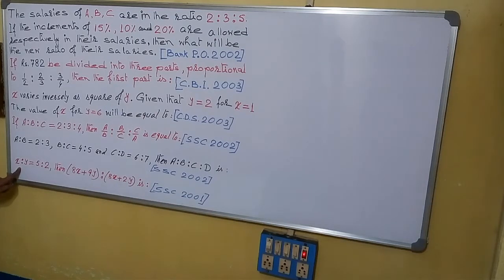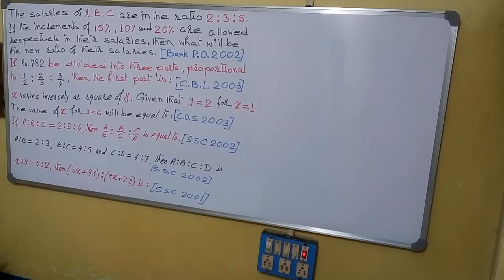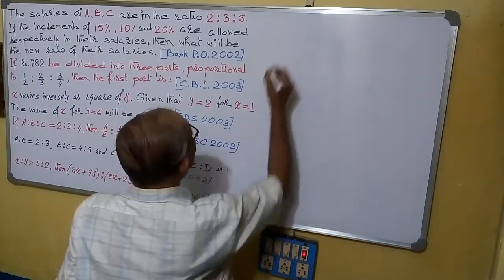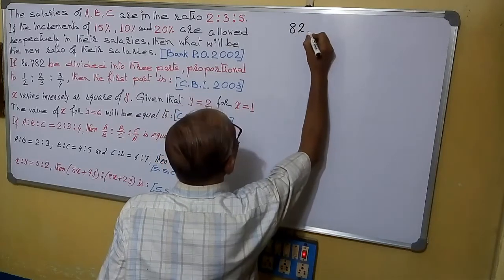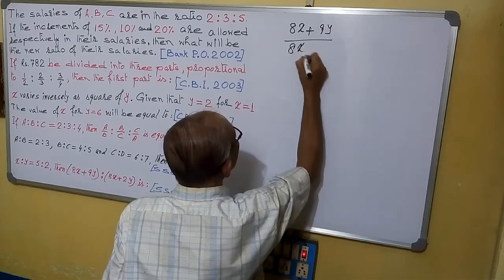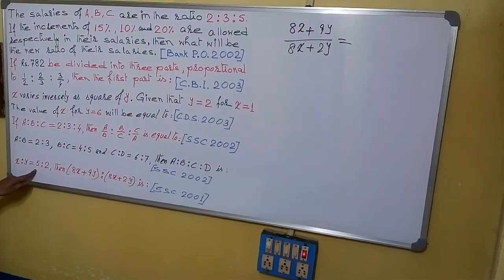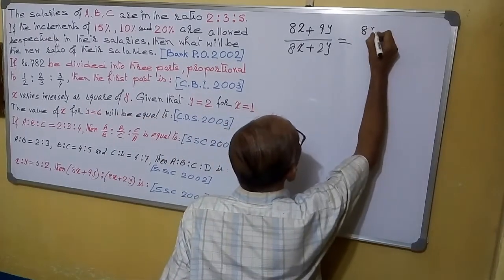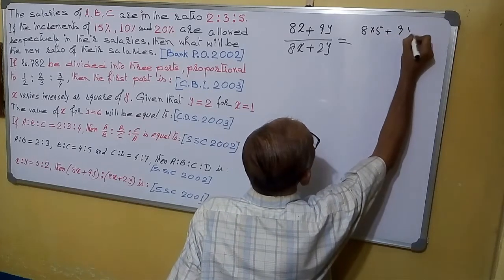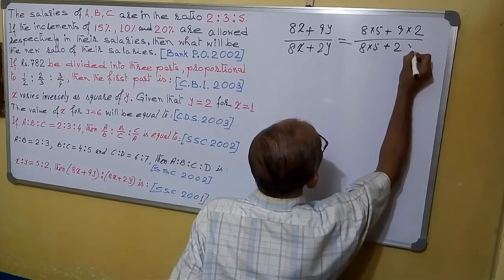Now see this sum. If it is given x is to y equals 5 is to 2, then find 8x plus 9y is to 8x plus 2y. What we can do, just put x equals 5 and y equals 2. So what we will get? 8 into 5 plus 9 into 2 by 8 into 5 plus 2 into 2.